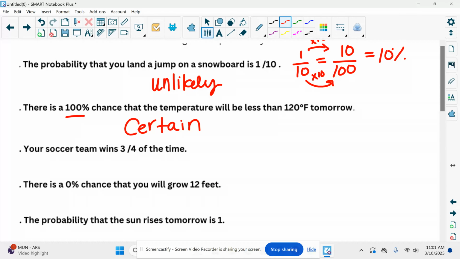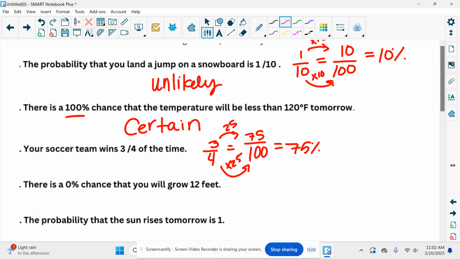Your soccer team wins 3/4 of the time. 3/4 as a percent. Well, if I needed to make it out of 100, I would do 4 times 25, and 3 times 25 would give me 75. So I'm looking at 75%. What's the likelihood with 75%? Very likely. It's just likely to happen.